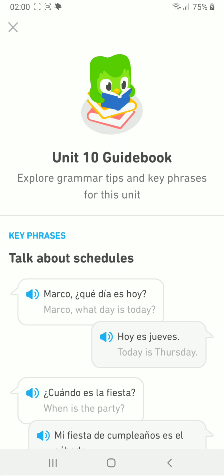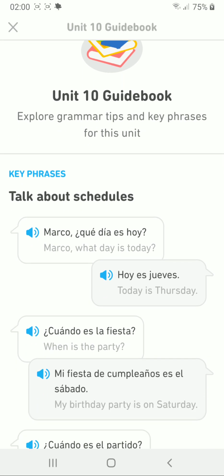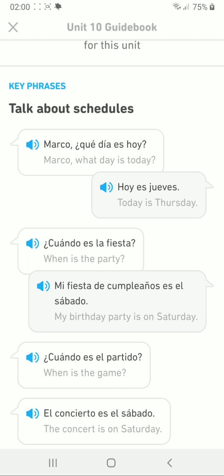So Unit 10, a guidebook: explore grammar tips and key phrases for this unit. Talk about schedules. Marco, ¿qué día es hoy? Hoy is today. So ¿qué día es? What day is it? ¿Qué día es hoy? Hoy es jueves. Jueves is Thursday. So we have to learn also how to say the days in Spanish: lunes, martes, miércoles, jueves, viernes, sábado y domingo.